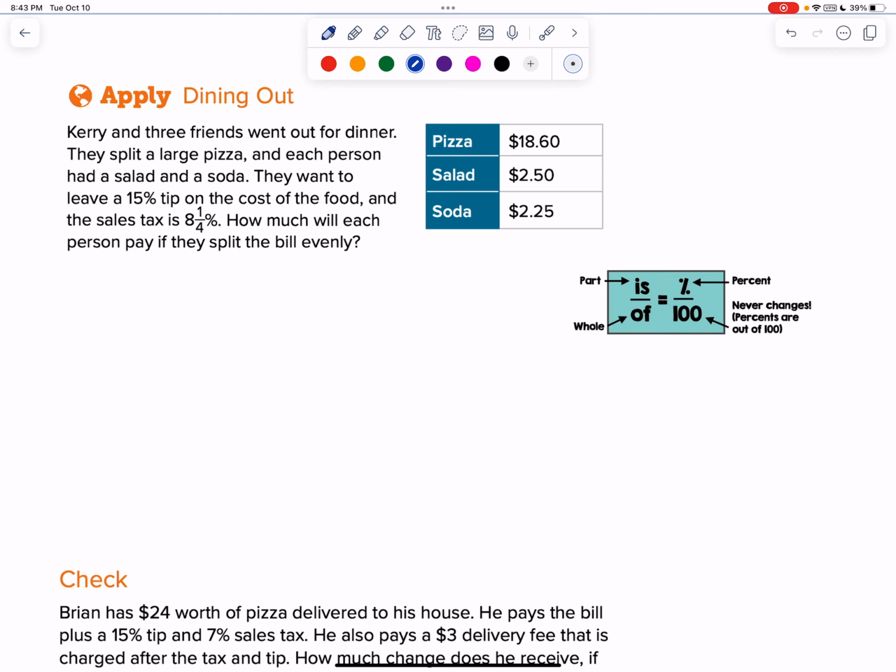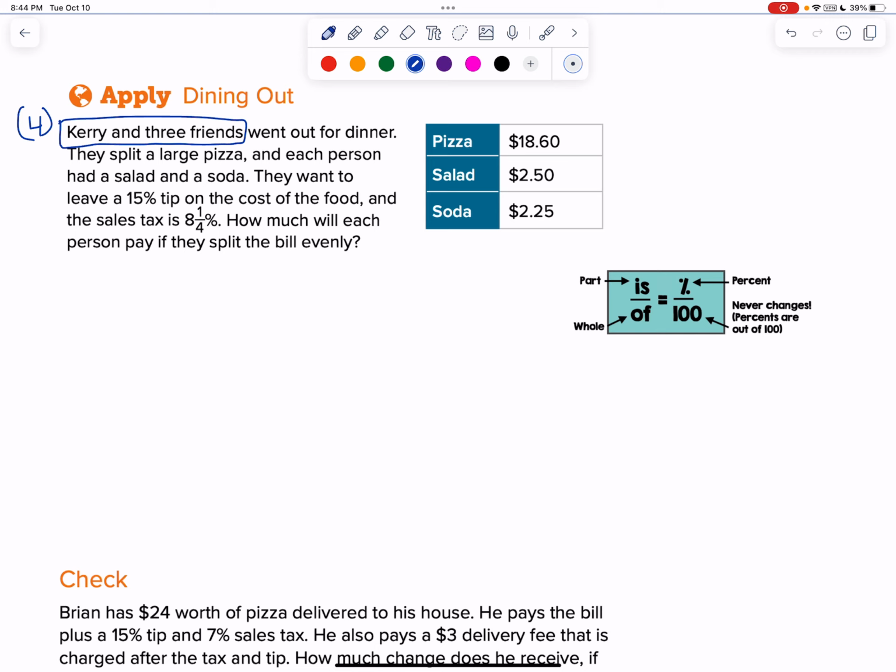So it's Carrie and 3 friends. Step 1, how many people are we talking about? We're talking about 4 people. They split the large pizza. Notice I have to reread to think through this carefully now that I've read it once. They split a large pizza. Each person had a salad and a soda. They want to leave 15% on the cost of the food. The sales tax is 8.25%. How much will each person pay?